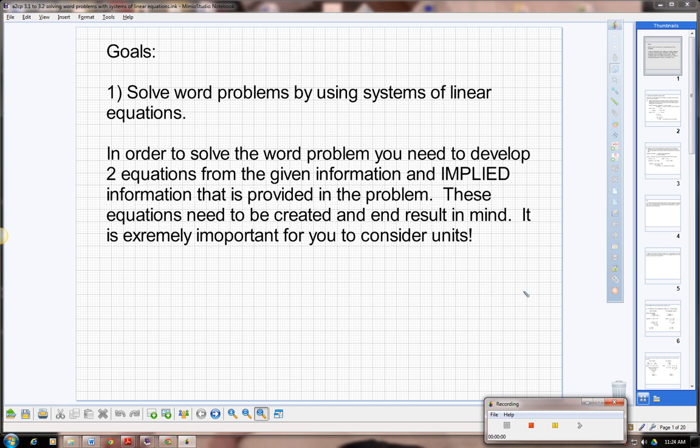Right now, I'm coming at you from the classroom in order to help you with solving these word problems by using systems of linear equations. You can see that's the goal. Very, very important that we consider units. I know that you could pause and read this if you wanted to. We also have to consider that we got to create two equations from given information and implied information. And we're going to talk just a little bit about what that implied information is.